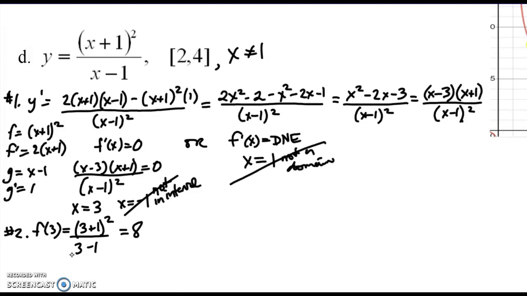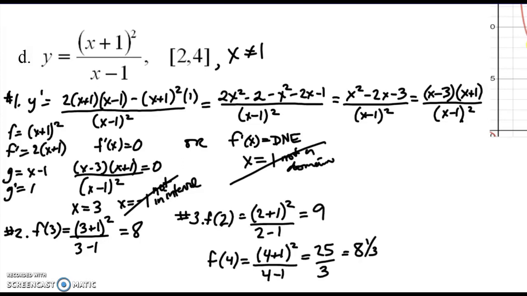Okay, and step number 3, I'll move over here, is to evaluate the function at the two endpoints. So our left endpoint is at 2. So I'm going to pause it, and you can do those two endpoints. Alright, so after evaluating at the two endpoints, at 2 and at 4, we have these three possibilities for the absolute min and max of the function.